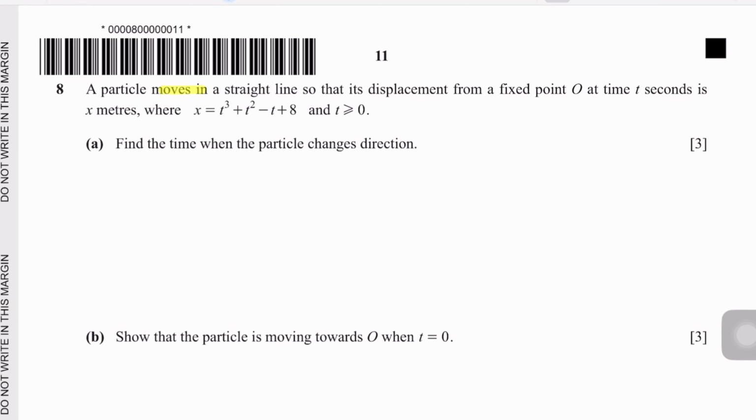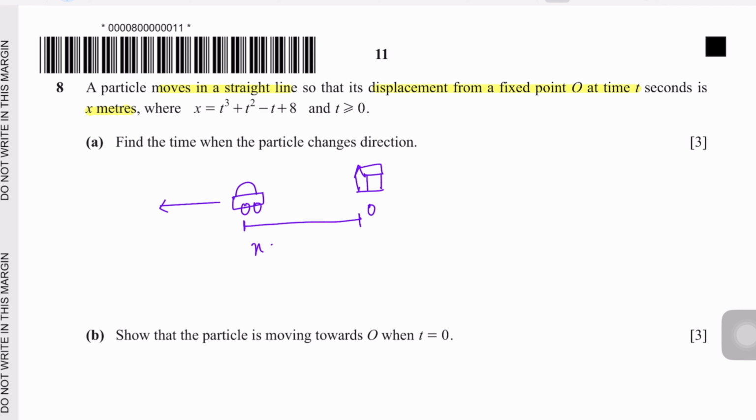A particle moves in a straight line so that its displacement from a fixed point O at time t seconds is x meters. Now imagine that there's a car and this is the fixed point O, which is the house. The car moves in a straight line away from the origin, and displacement is x. Question A: find the time when the particle changes direction.